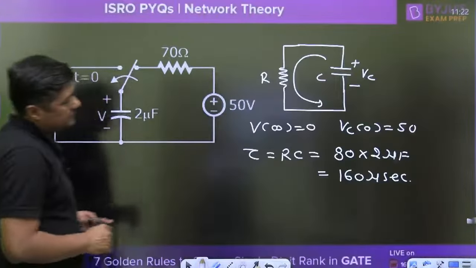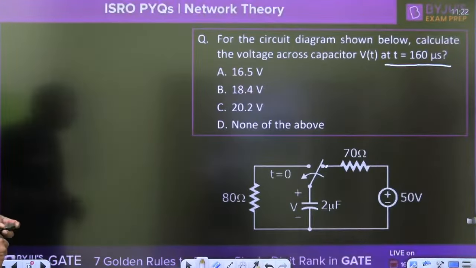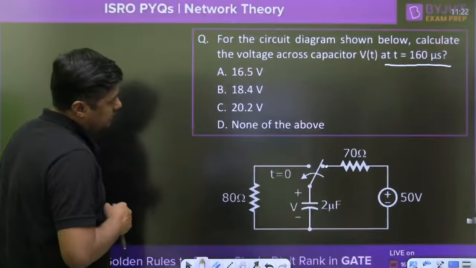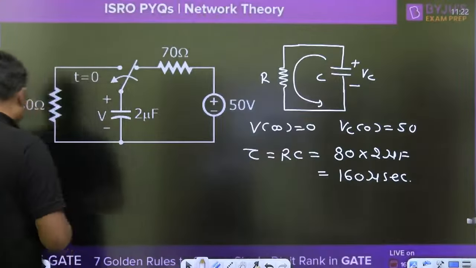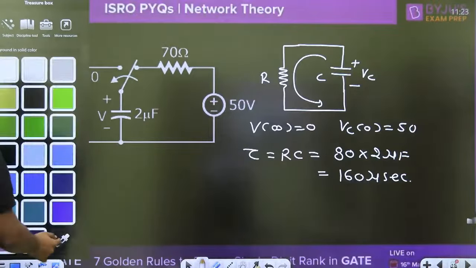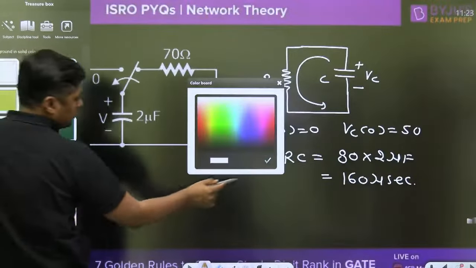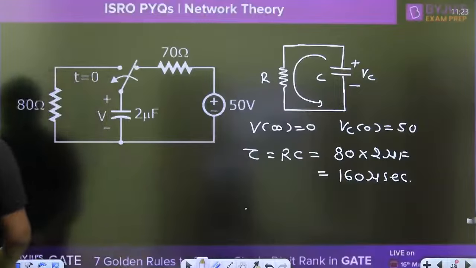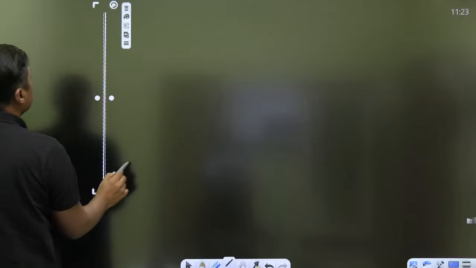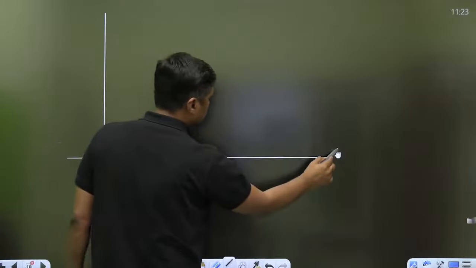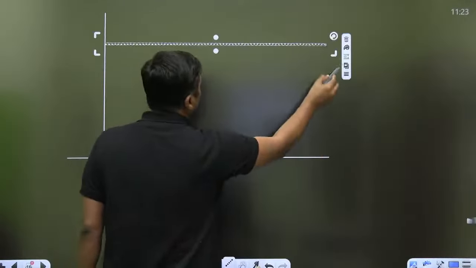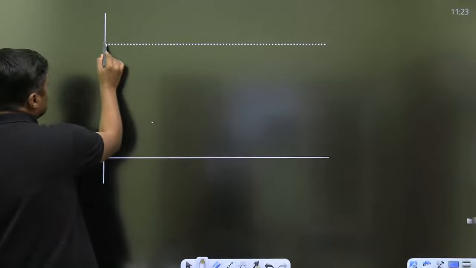Now what is asked here? What is the value at 160 microsecond? Means exactly at one time constant. When it is asked what is the value exactly at one time constant, then it will become very easy. Yes. Now, for one time constant in a source free response, always remember this diagram, because calculators are not allowed, then you have to solve. This is the value.